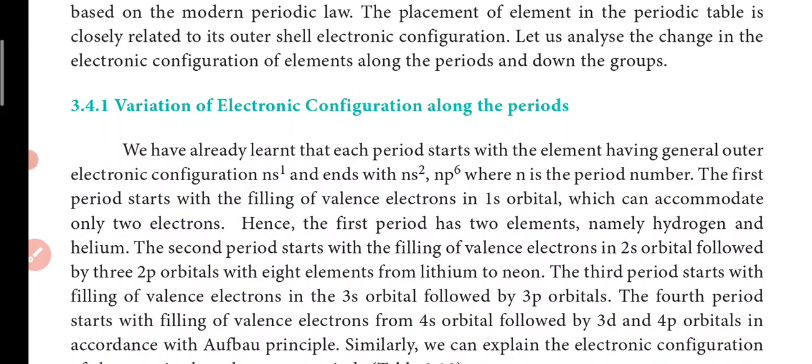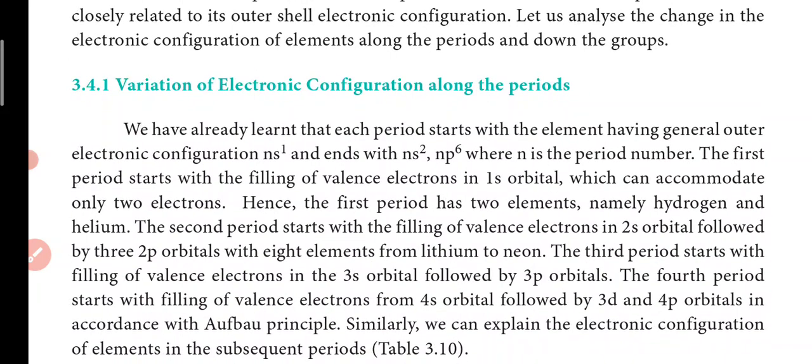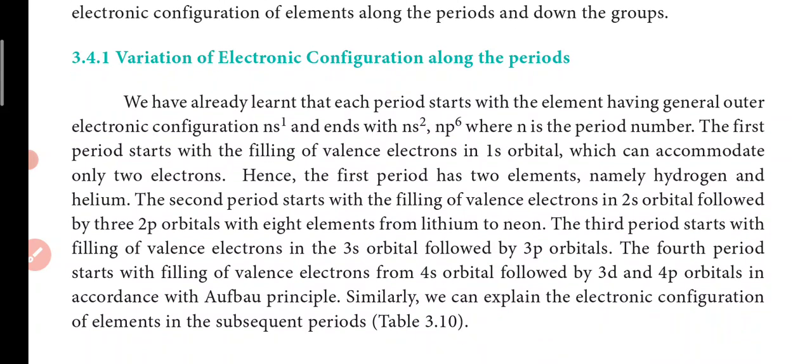So, the electronic configuration in Henry Moseley's modern periodic table, period-wise from top to bottom and group-wise, how does it differ? First we are going to see the electronic configuration variation along the period. We have already learnt that each period starts with an element having the general outer electronic configuration ns1 and completes at ns2 np6. Here n is the period number, or the principal quantum number.